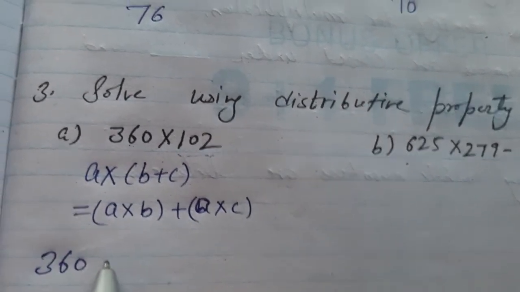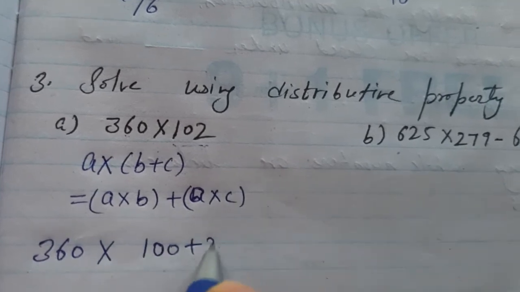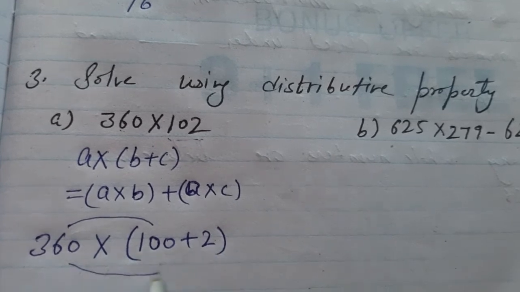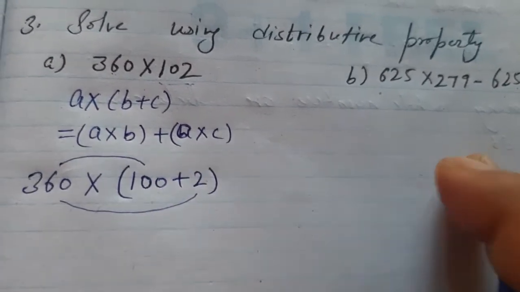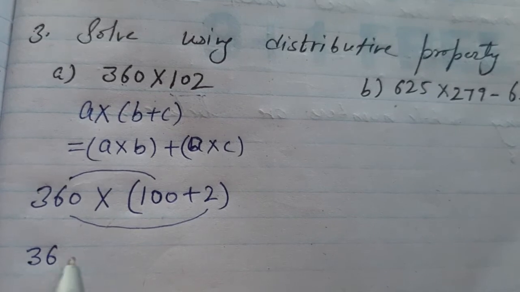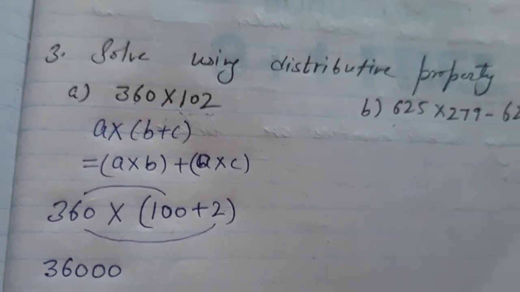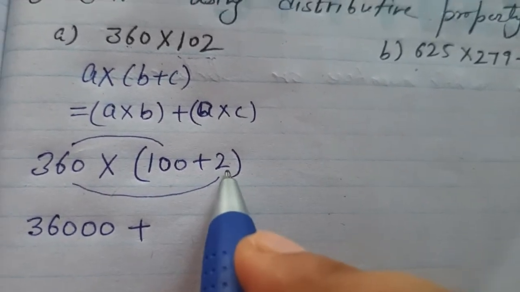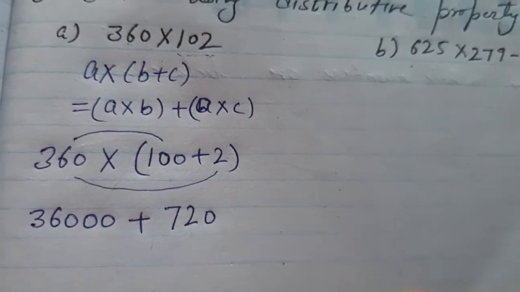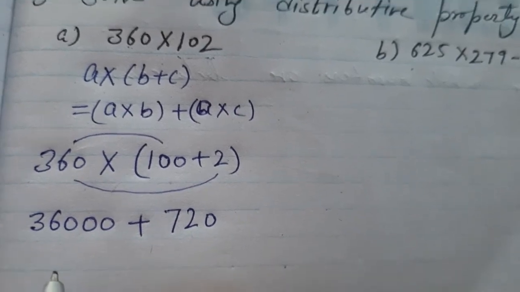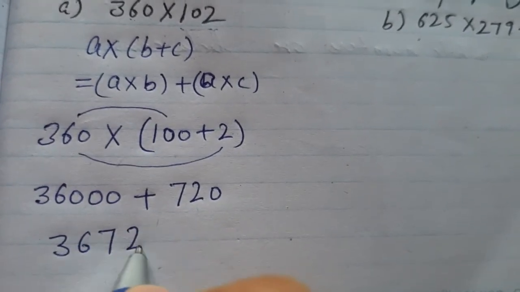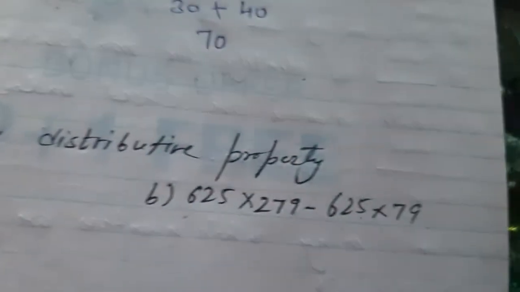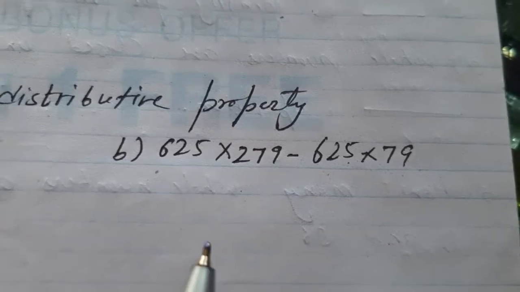So it will become 360 into 100 plus 2. Now first of all we will multiply 360 with 100. Afterwards we will multiply 360 with 2. 360 multiply by 100. It will become 36,000 plus 360 multiply by 2. That will become 720. So we will add up both. So it will become 36,720. So this is the best way to solve it, by using the distributive property.